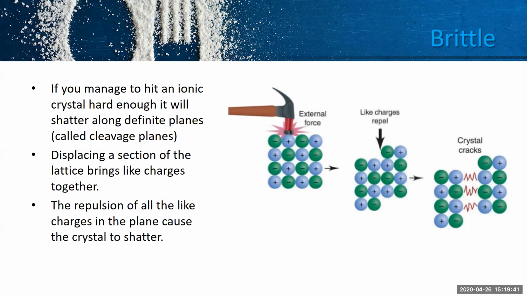And the like charges will then repel, and that's actually going to flick the 2 parts of the lattice apart. But it's going to happen all the way through the lattice, right down that line of positive next to positive and negative next to negative. And so you're actually going to get the crystal cracking down a flat plane. And that is what we call brittleness. So brittleness is just the fact that if you hit it, it tends to shatter into pieces. And you can see that that's because of the repulsion of like charges if you manage to displace that lattice.